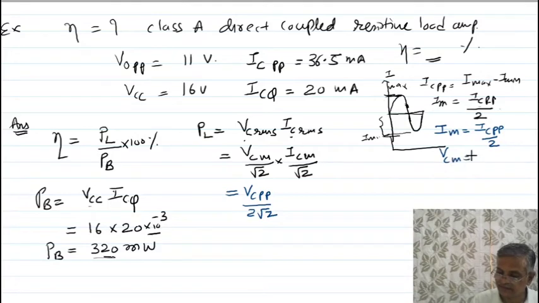VC maximum is nothing but VC peak to peak by 2. So I am putting this value here. Let me put this value here. So you will get IC peak to peak upon 2. This 2 root 2 is already there.